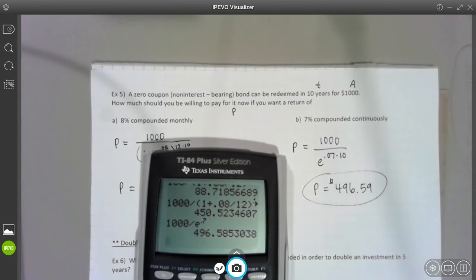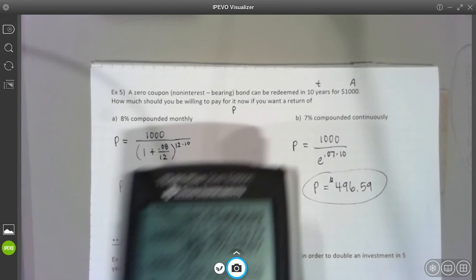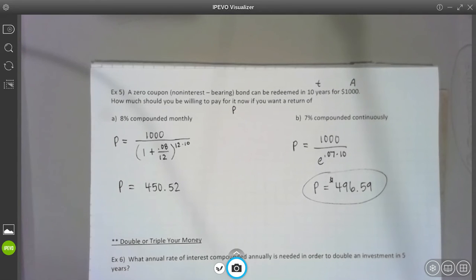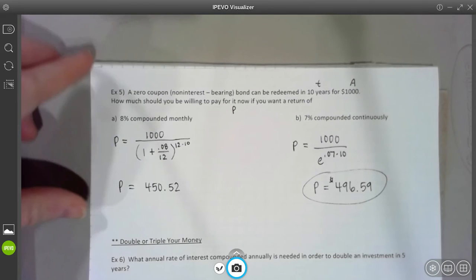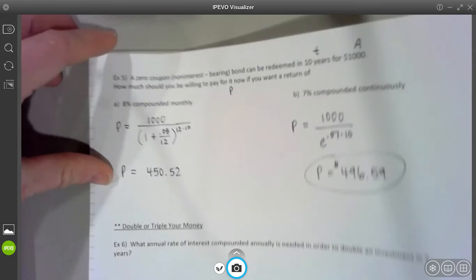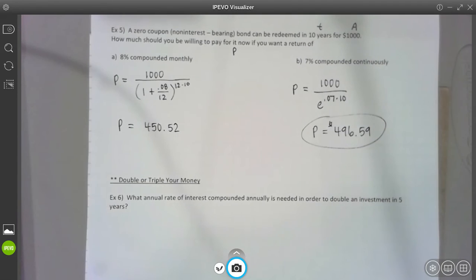Okay, how's everybody doing? Are we okay? Everybody's good? Okay. Well, the last thing they're going to ask you to do in this section is finding out how to double or triple your money, okay? They may ask you to find what rate is needed to double your money. They may ask you how much time is needed to double or triple your money. So pay attention to what variable you are trying to find, R or T.